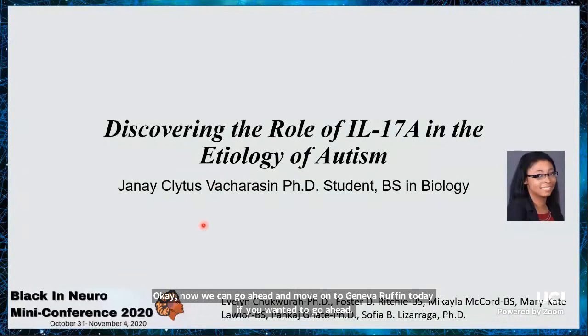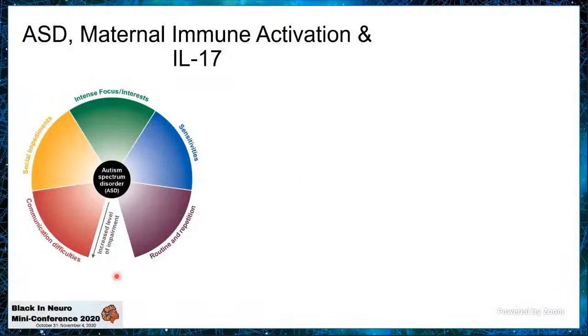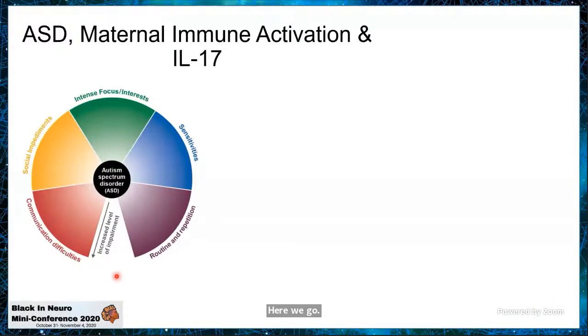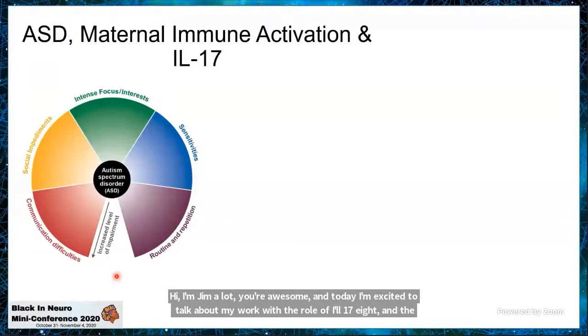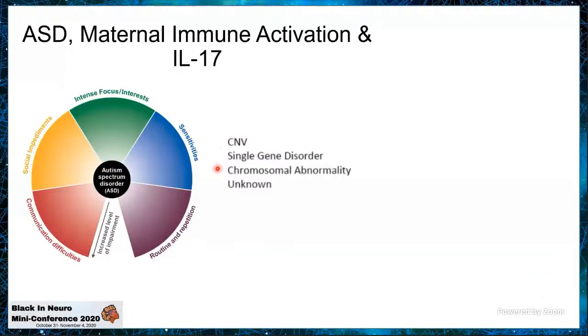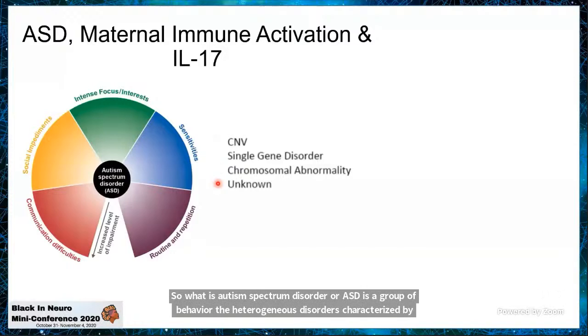Hi, I'm Janae Vacharasan, and today I'm excited to talk about my work on the role of IL-17A and the etiology of autism. So what is autism spectrum disorder, or ASD? It's a group of behaviorally heterogeneous disorders characterized by impairments in social interaction, communication, sensitivities to certain stimuli, and repetitive behaviors. So what we have learned is that autism can arise from copy number variations, single gene disorders, and chromosomal abnormalities. But a lot of our understanding of autism is still unknown.